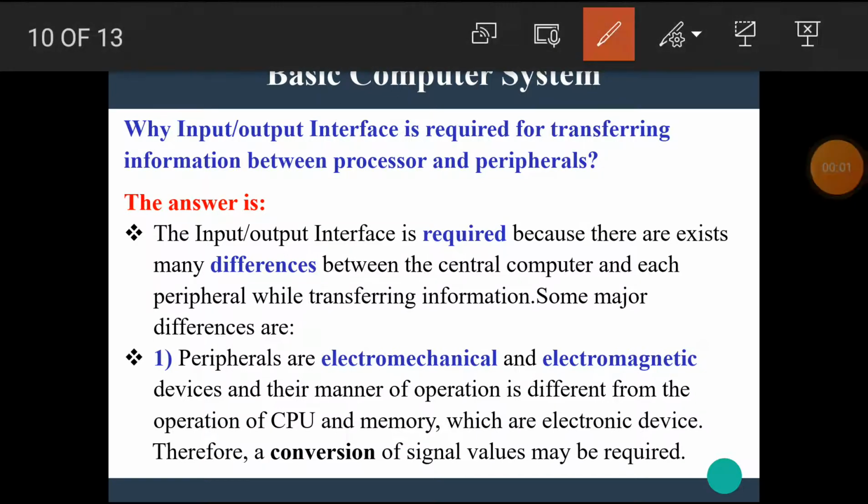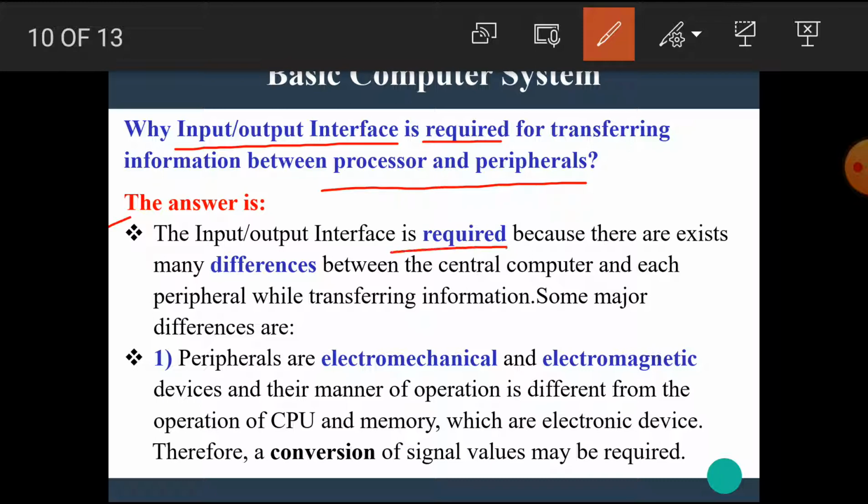Let's see the need of the input output interface, or why the input output interface is required for transferring information between processor and peripherals. The answer is that the input output interface is required because there exist many differences between the central computer and each peripheral while transferring information.